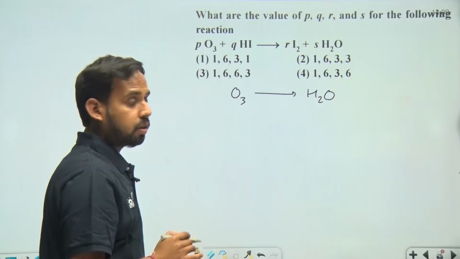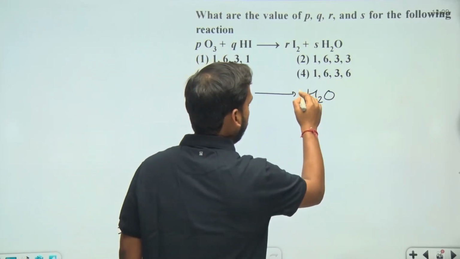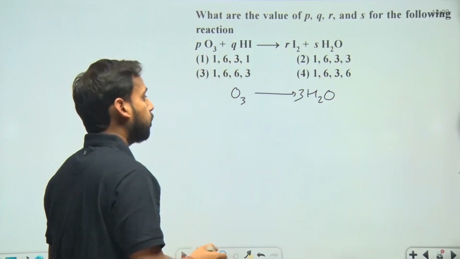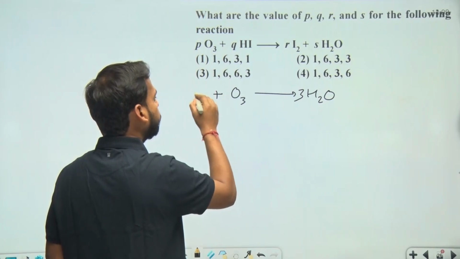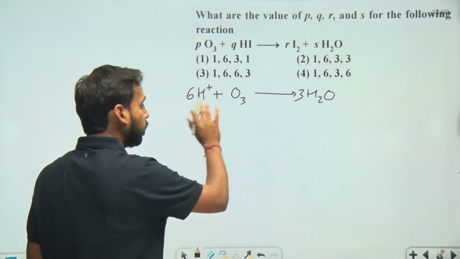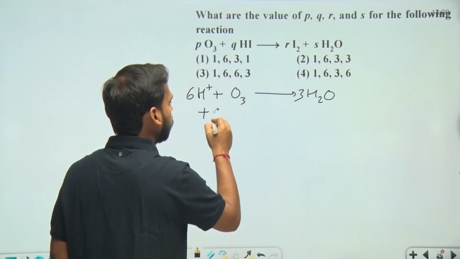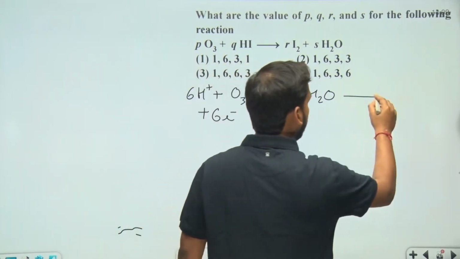When we balance this half reaction, here there are 3 oxygens, so we will put 3 H2O here. So it will become 6 hydrogens, so we will add 6H+ on this side, and in order to balance the charge, we will add 6 electrons on this side. So this is our first equation.